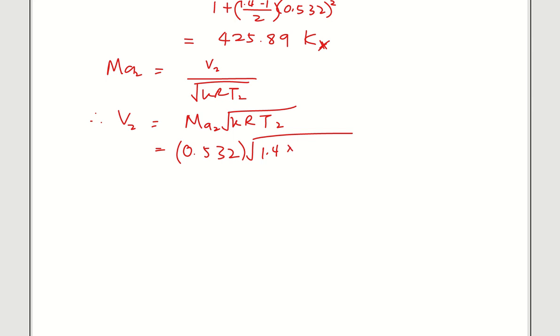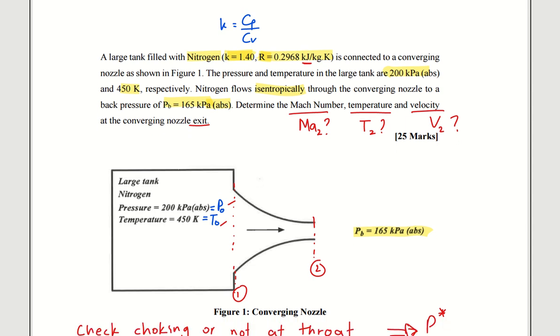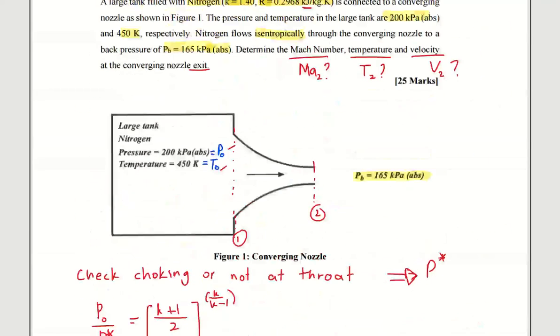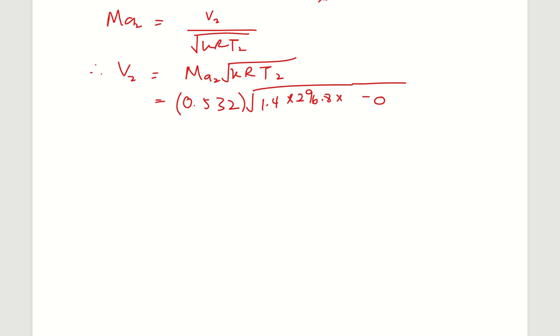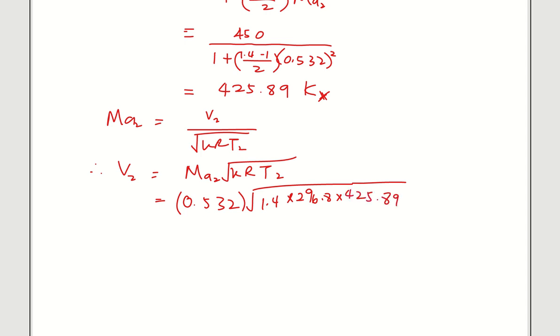So R, be careful. The R that is given in the equation is in kilojoule per kilogram Kelvin. So you have to times with 10 power of 3. So 0.2968 kilojoule per kilogram Kelvin is basically 296.8 joule per kilogram Kelvin. So it times with T2, sorry, it's not the T naught, it's T2, which you got just now, 425.89. Then only you can get V2, which is 223.8.